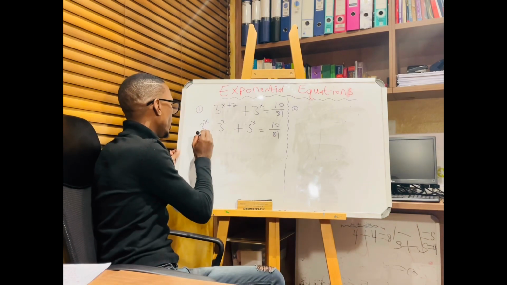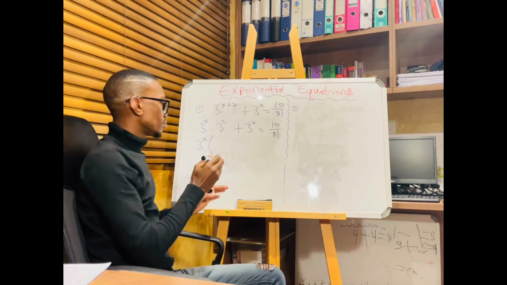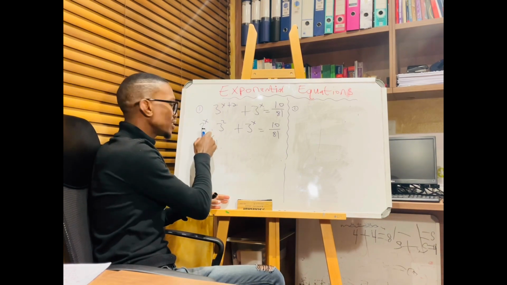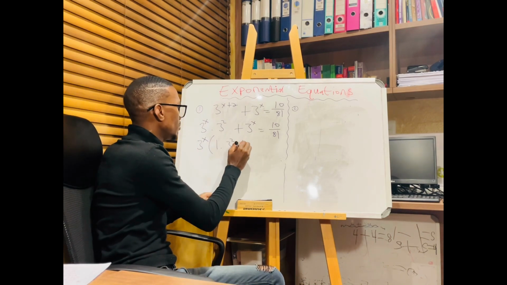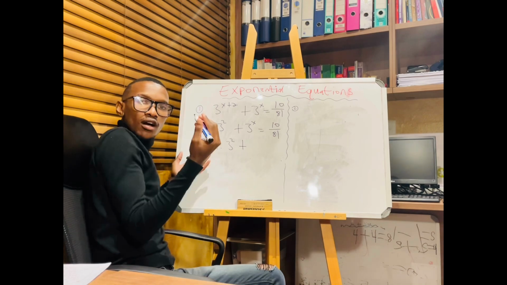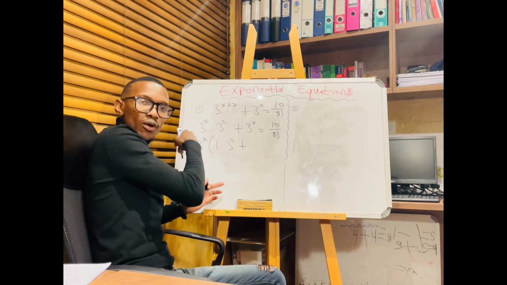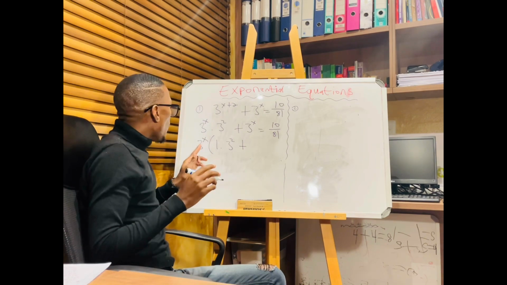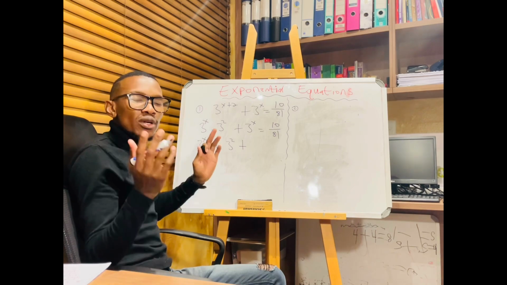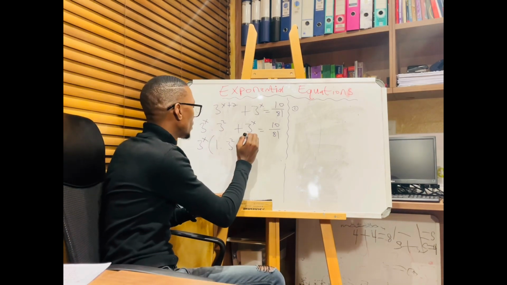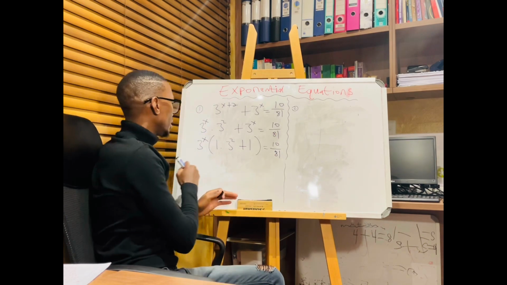How do we take it out? I write 3 to the power x, then where there was 3 to the power x in the first term, 1 is left, so I put 1 times 3 squared plus. In the second term, where it's gone, we put 1, because 1 times 3 to the power x still gives 3 to the power x. That's why I put 1. The dot stands for multiplication. This equals 10 over 81.